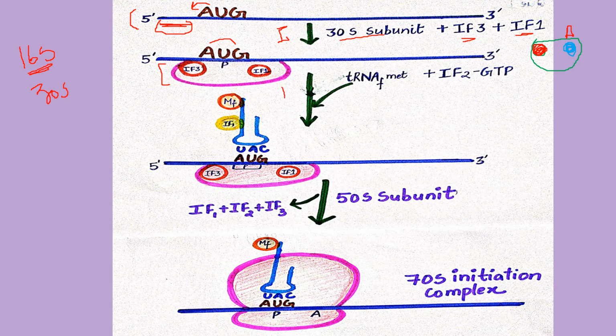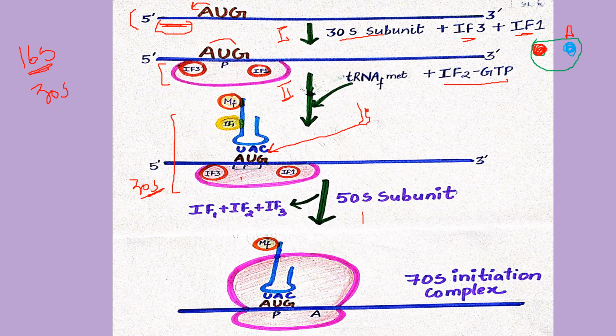In the second step, IF2, or initiation factor 2, with GTP binds to the initiator tRNA and guides it so that it will bind to the P site of the 30S subunit. This complex is called the 30S initiation complex, which includes mRNA with ribosomal subunit 30S, initiation factors IF3, IF1, IF2 and initiator tRNA. This complex is called the 30S initiation complex.